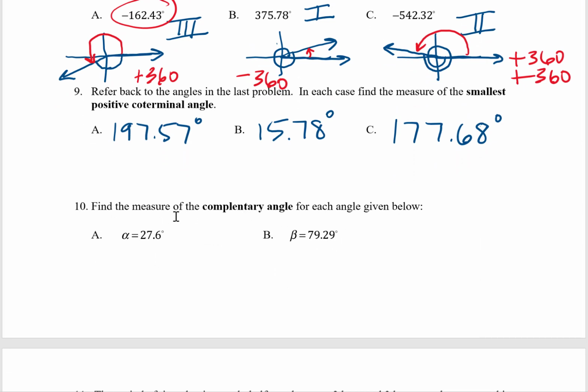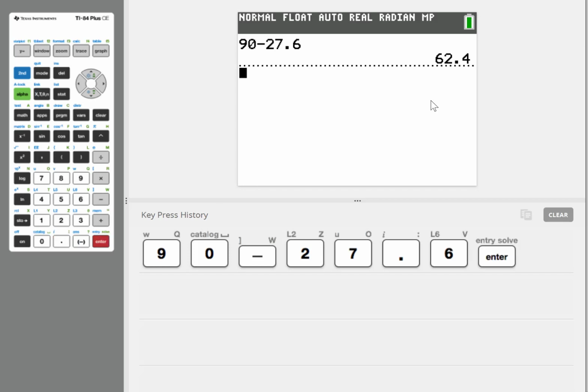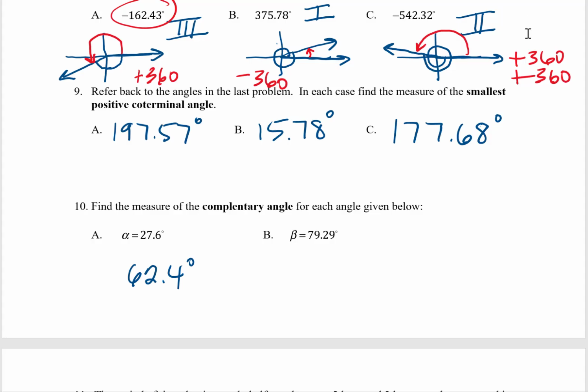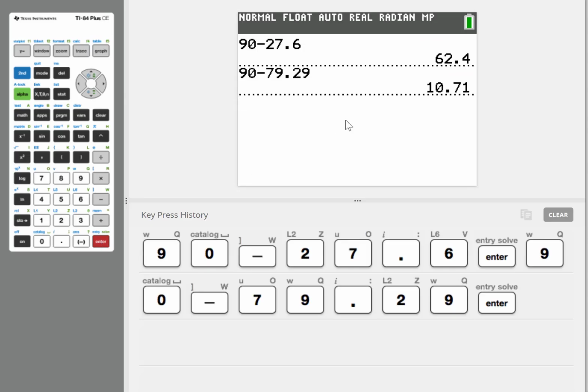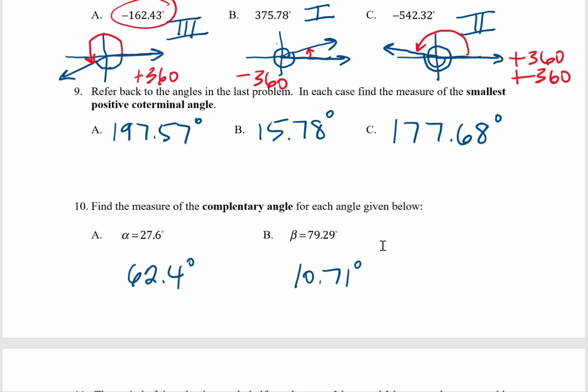Problem 10, complementary angles add up to 90 degrees. So all I need to do each time here is subtract this angle from 90. 90 minus 27.6 gives me 62.4 degrees. And then I would do 90 minus 79.29, and I get 10.71 degrees. Those are the complementary angles.